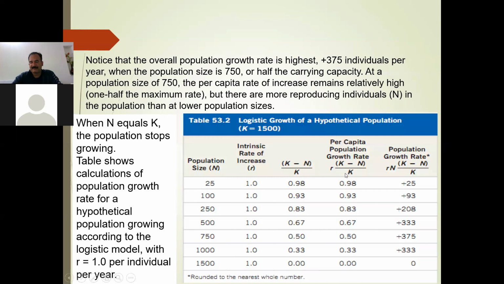Phir isko hum multiply karte hain r se, agar ye 1 hai to phir bhi ye value same aayegi. Hum dekhte hain ke jaise jaise ye population badhti jati hai, 1500 tak pahunchti hai, to ye zero tak pahunch jati hai. Ab ye zero tak pahunchegi to it means isme further growth ka potential nahi hai, kyunki ye population jo hai wo apni carrying capacity tak pahunch chuki hai.